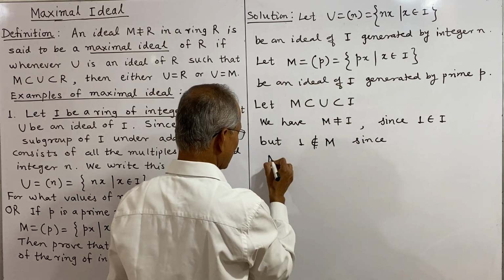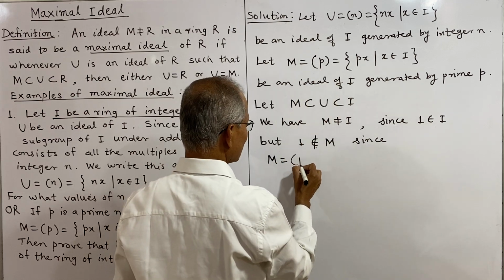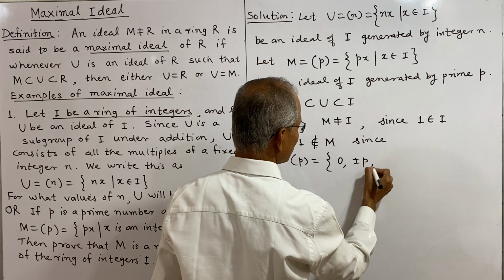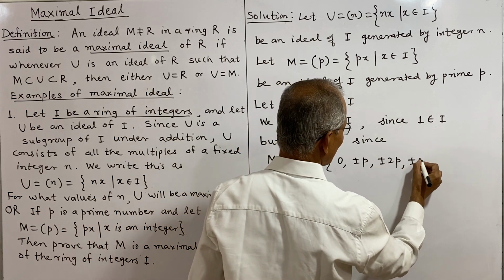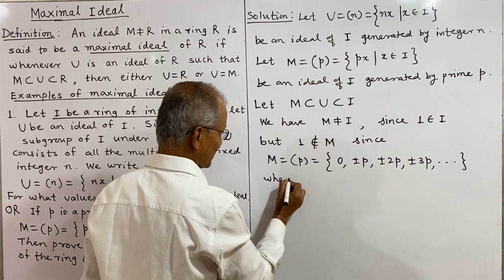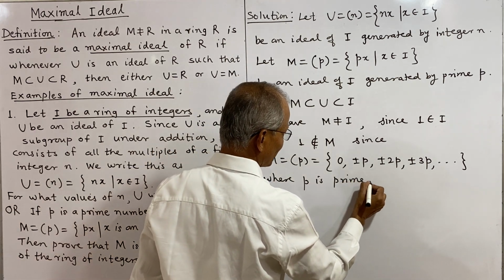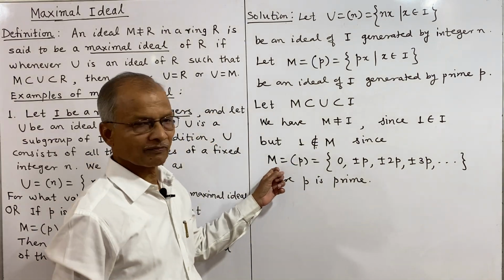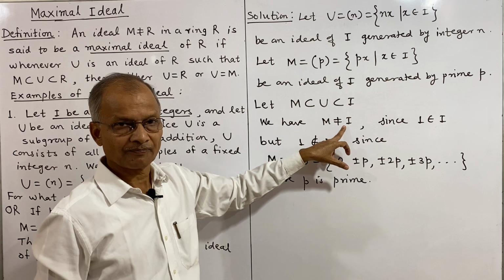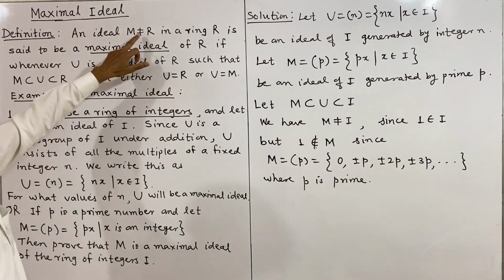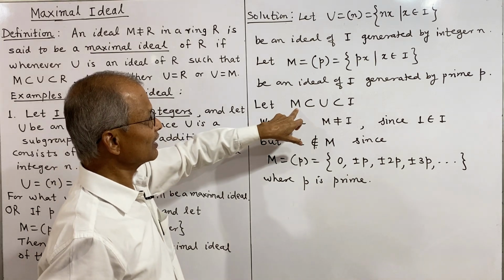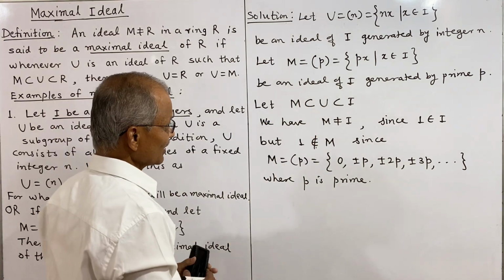Or we can say M is generated by the prime, and this contains all integral multiples of p, meaning 0, then plus minus p, plus minus 2p, and so on. And p is prime, and 1 is not a prime number. So therefore 1 is not a member of M, and thus 1 is an integer, but 1 is not in M, meaning M is not equal to I. That is the first condition: we have M is not equal to R, which is here I. And what we want to show is M is equal to U.